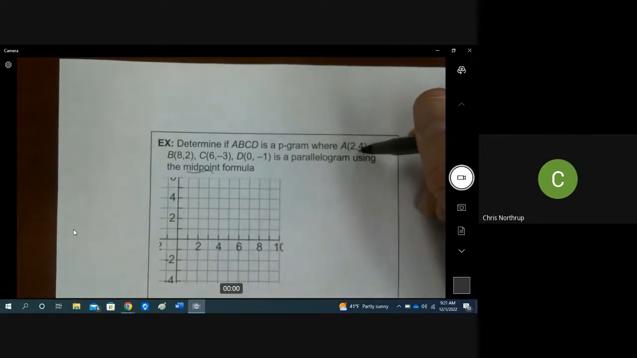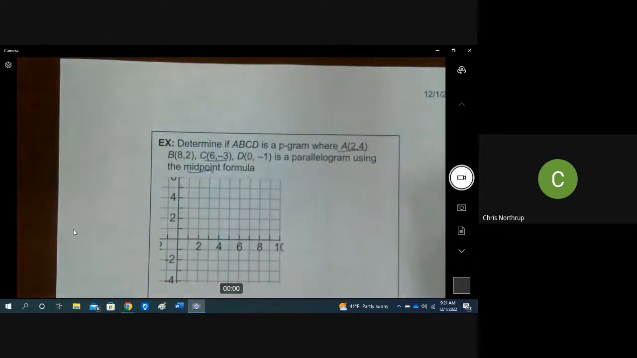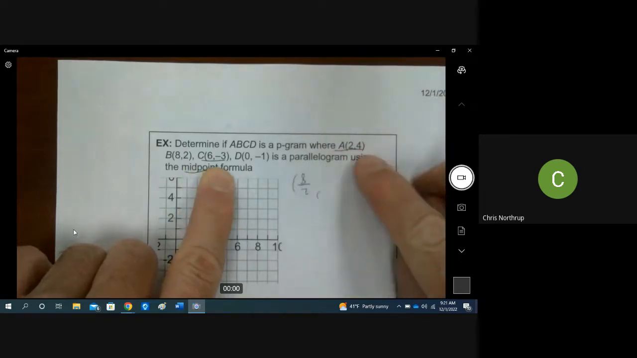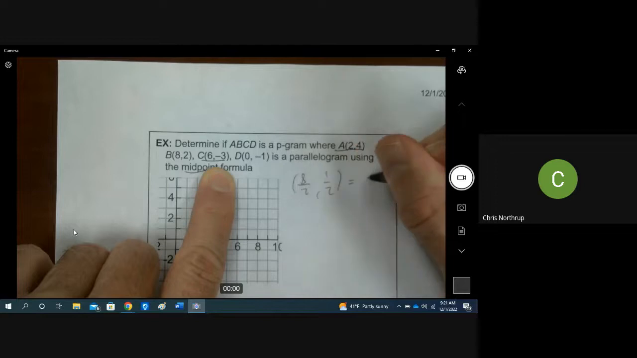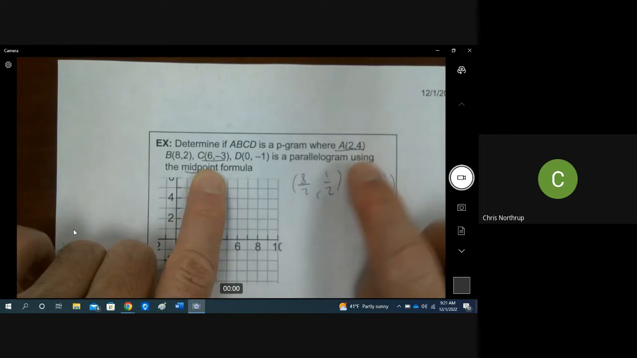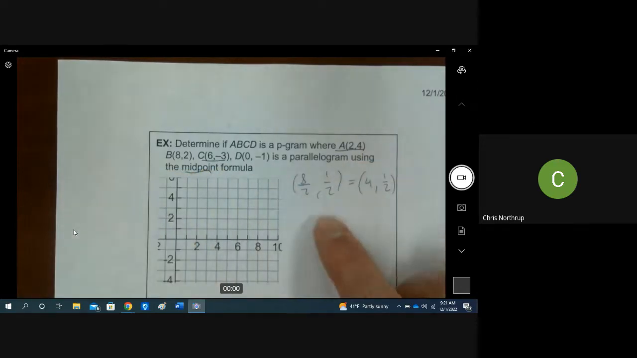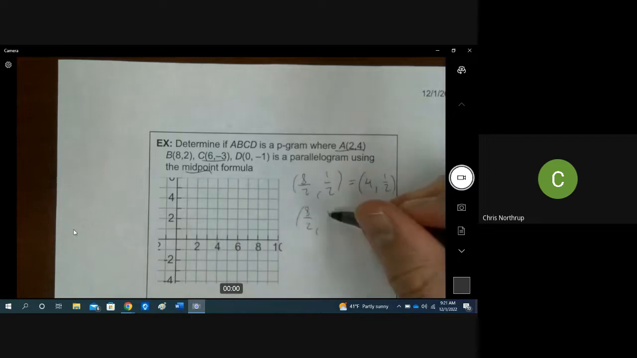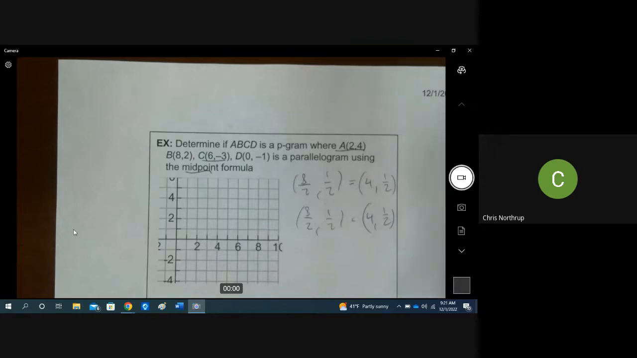So you want to check the segment from A to C. You're going to use that midpoint formula. 2 plus 6 is 8 over 2. 4 plus negative 3 is 1 over 2. So that gives you (4, 1/2). Now that's the midpoint of AC. If that has the same midpoint as BD, then the diagonals bisect each other and you have a parallelogram. So let's see. 8 plus 0 is 8 over 2. 2 plus negative 1 is, oh, look. Okay, so they have the same midpoint. That means, yes, it is a parallelogram since the diagonals bisect each other. That should give you more than enough information to get started on 6.3.